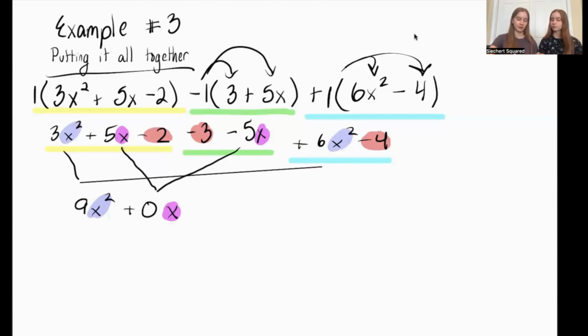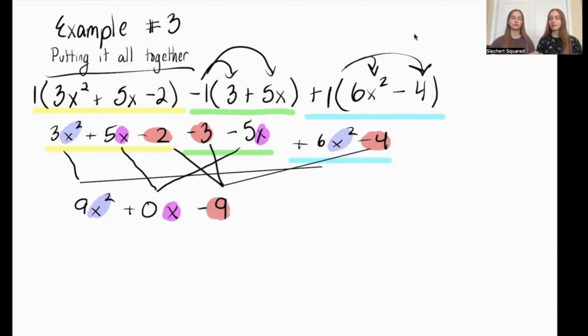And then the very last part, all of our numbers, I have -2, -3, and -4. I'm adding all those together. So -2 minus 3, you combine those, you're going to get -5. And then subtract 4 off that, so you're going to get -9. And that is all coming from those red terms.